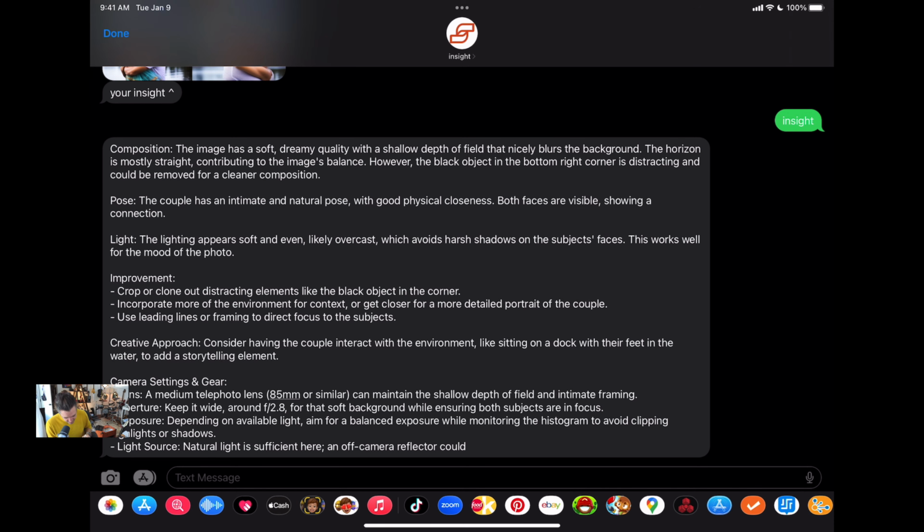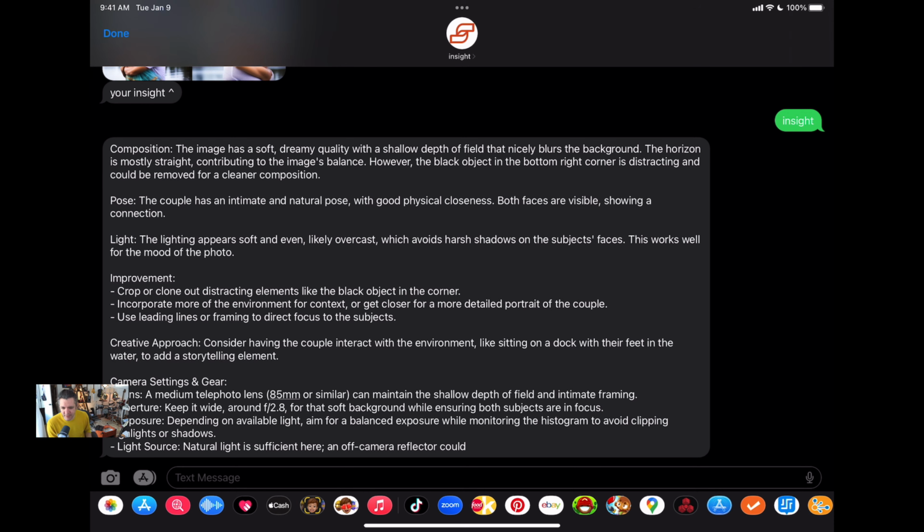Good. Improvement. Crop or clone out distracting elements. Incorporate more of the environment for context, or get closer for a more detailed portrait of the couple. Use leading lines or framing to direct focus to the subjects. Creative approach. Consider having the couple interact with the environment, like sitting on a dock with their feet in the water to add a storytelling element. Camera settings and gear, blah, blah, blah.